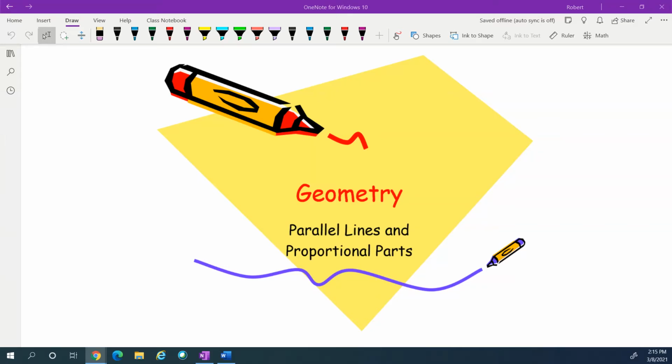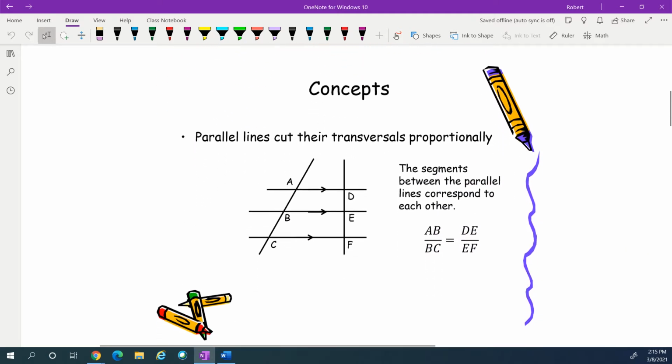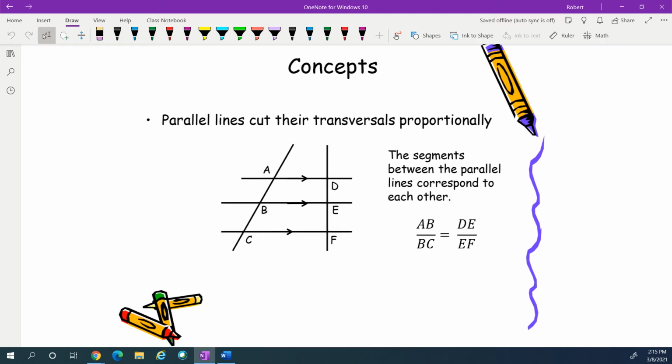Okay. The next piece in similarity and proportions is parallel lines and proportional parts. So we'll start with proportionality of parallel lines here. Parallel lines cut through their transversals proportionally. So here we have three parallel lines cutting through the two transversals.